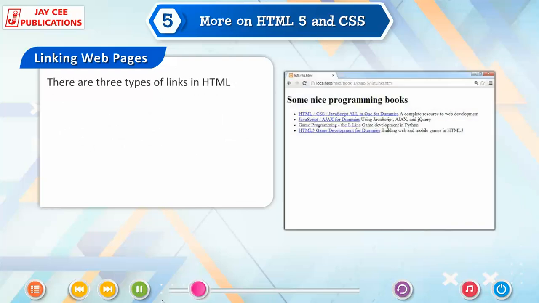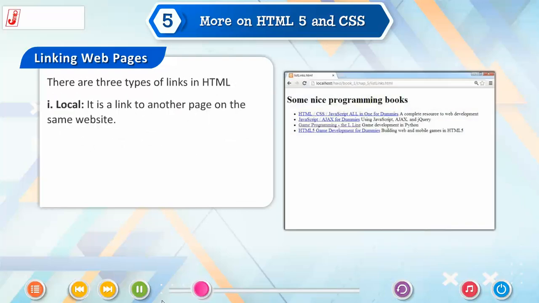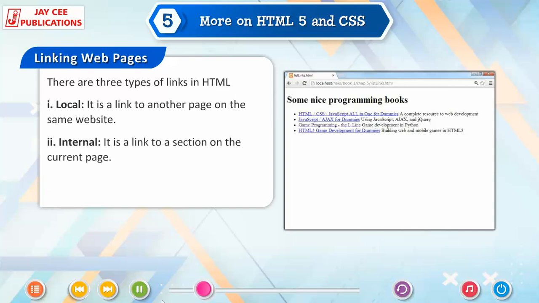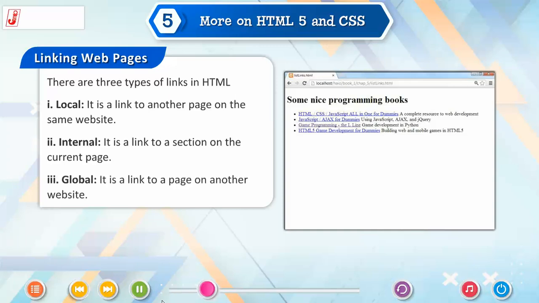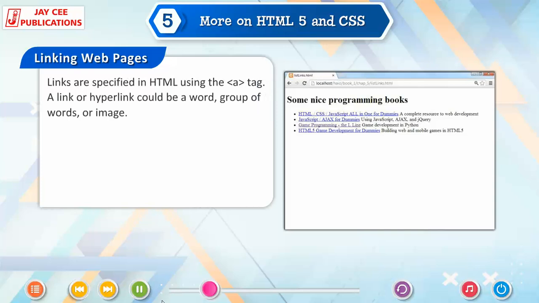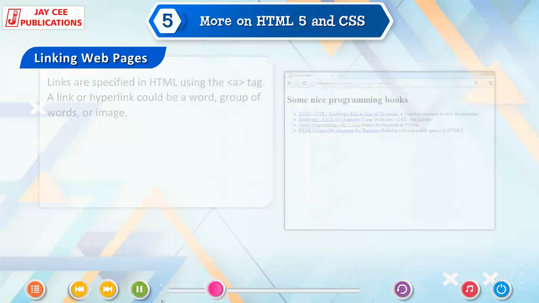There are three types of links in HTML. 1. Local. It is a link to another page on the same website. 2. Internal. It is a link to a section on the current page. 3. Global. It is a link to a page on another website. Links are specified in HTML using the A tag. A link or hyperlink could be a word, group of words, or image.